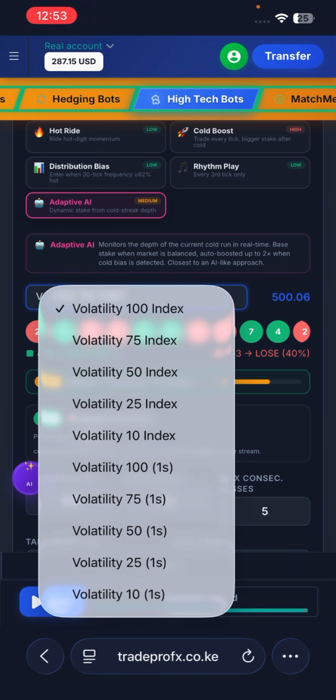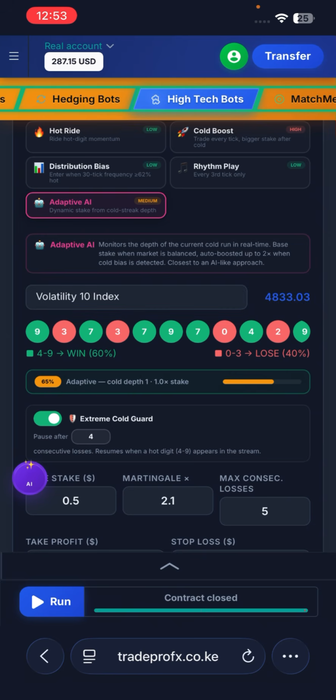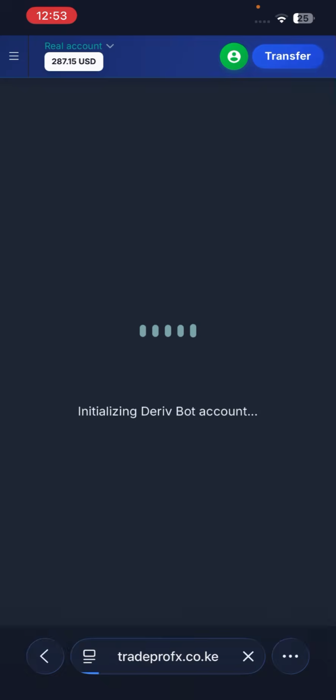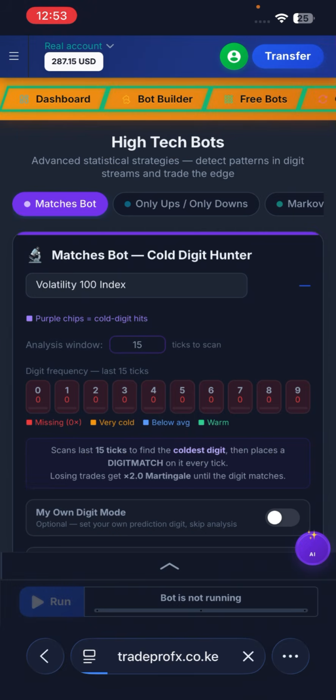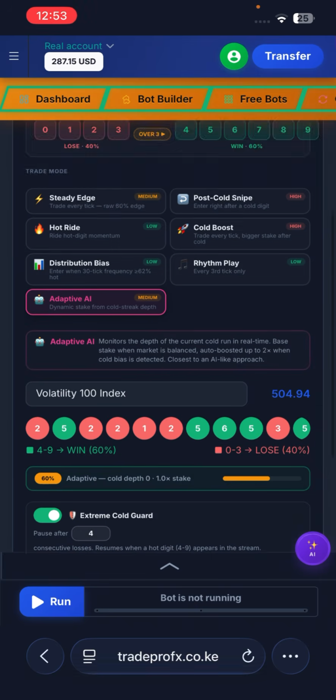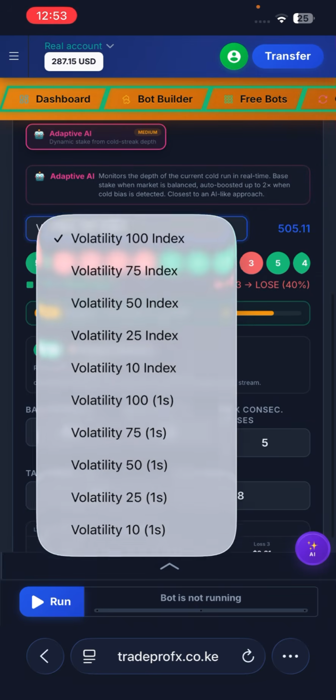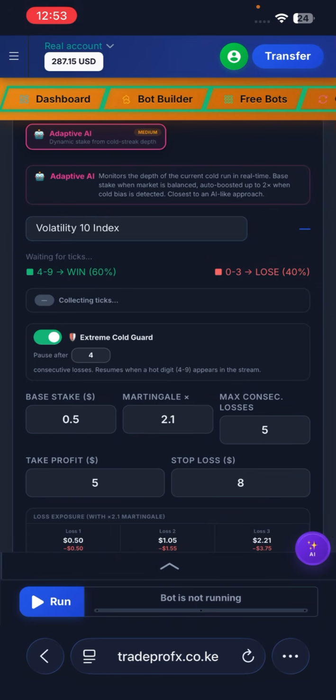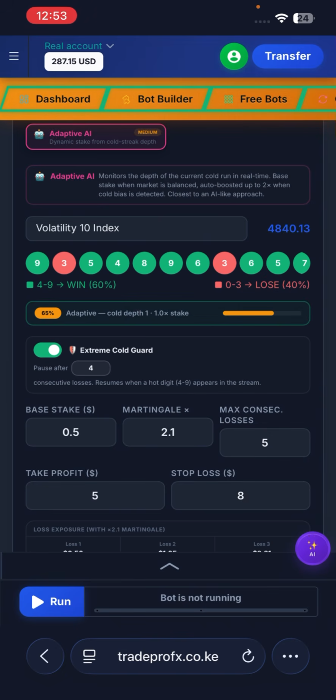So this one, go to the lowest market, which is not volatile, like Volatility 10 Index. And you see this one, Volatility 10 Index, it has not updated. So let's refresh. After we refresh, we try now using this market here. Then we get back to Over 3 Sniper, get to Adaptive AI, then change this to the lowest volatile market, that is Volatility 10. So wait for it to update. It is updating now. Can you see it's moving now?